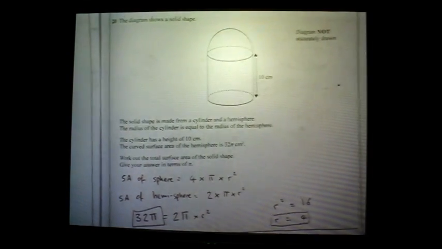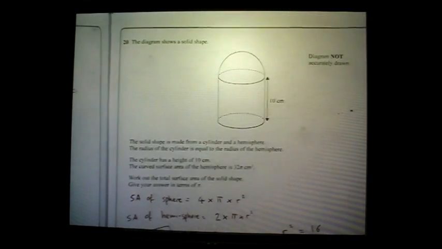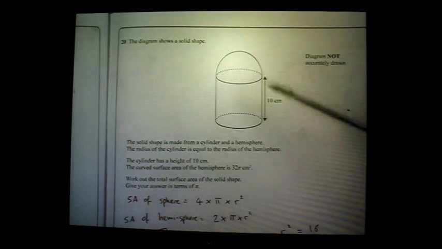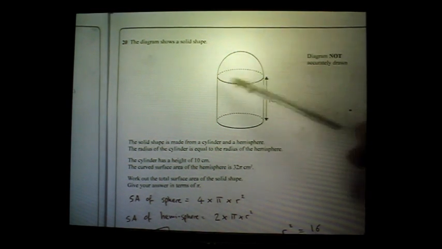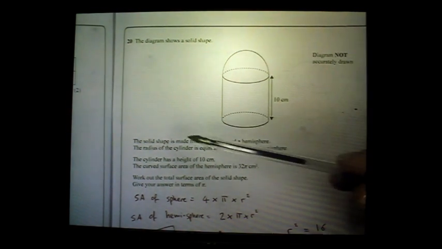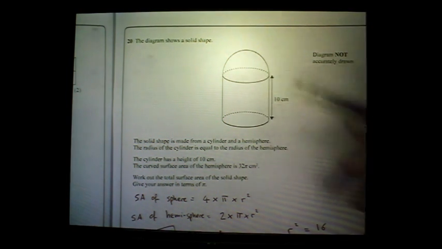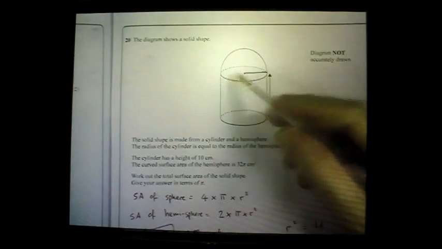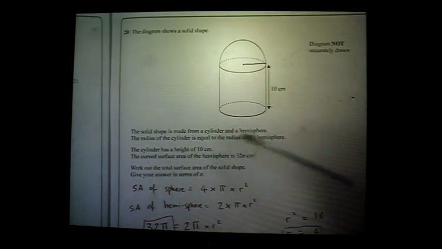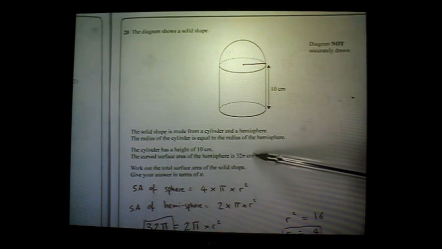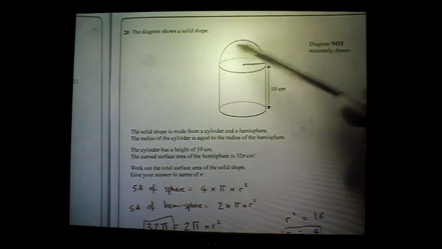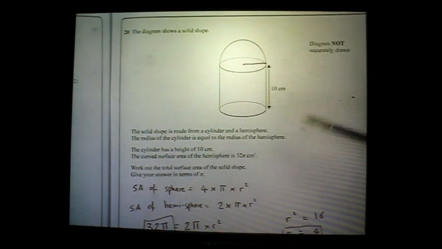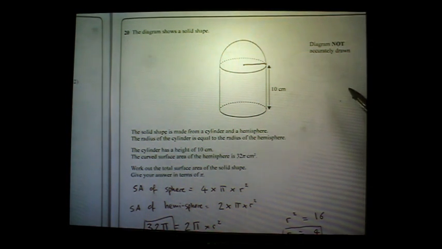Right, the solid shape is made from a cylinder and a hemisphere. Cylinder is like a baked bean tin, and a hemisphere is, well, it's half a sphere basically. So it's like a football chopped in half. The radius of the cylinder is equal to the radius of the hemisphere. Well, that sort of makes sense because the radius is there and it comes out, and it doesn't look as if it overlaps. You can clearly see that. The cylinder height is 10 centimetres, good. Curved surface area of the hemisphere is 32 pi. That's the curved surface bit we can see on top. Work out the total surface area of the solid shape and give your answer in terms of pi.